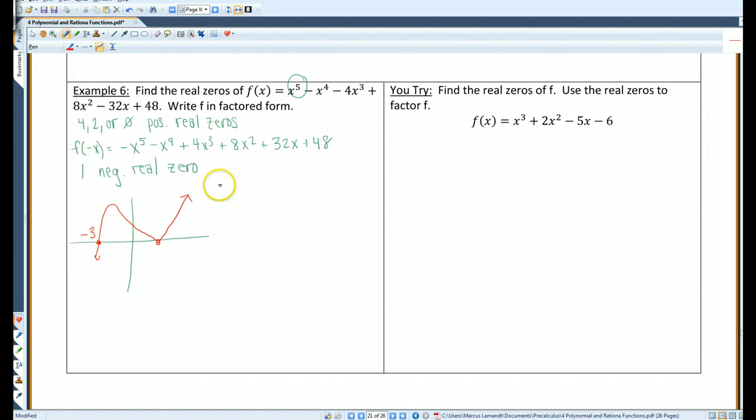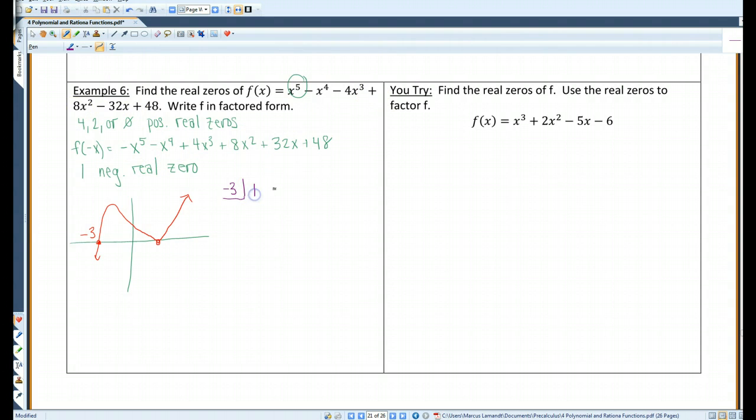Okay, so I'm going to use synthetic division. Let me go back to purple. Negative 3 we're pretty sure is one of the zeros. So negative 3, negative 1, 4, 8, 32, 48. And then just go like this. Sorry, I did the wrong one. Give me a sec. This one. I was actually doing this one.